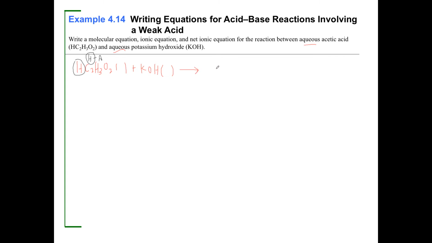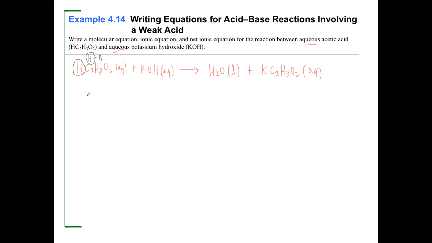you know what? I'm going to go straight to the chase. The hydroxide goes off with the H. So it's going to be H2O, liquid, plus, and this is going to be potassium acetate, KC2H3O2, aqueous. I know I'm going kind of fast here. All right, so this is acetic acid. Here's potassium hydroxide, and they're aqueous because the question says it is.